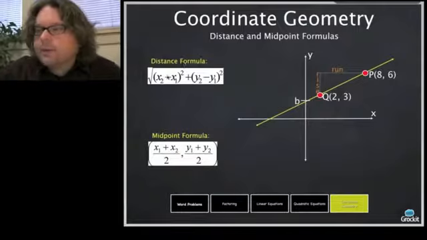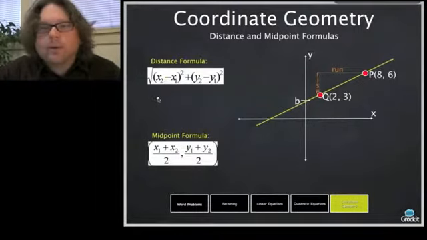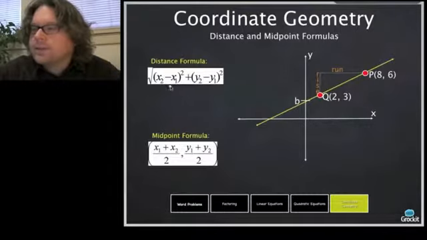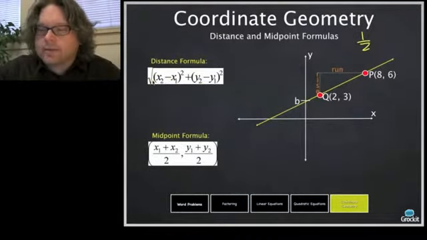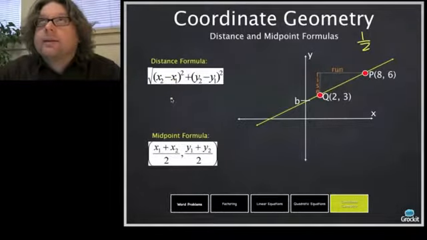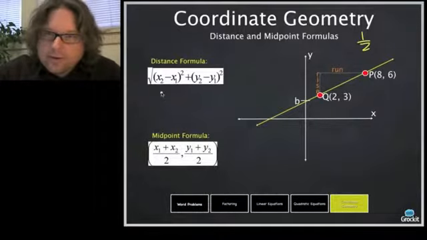A couple other formulas that you might need to know. This one can be reverse engineered or re-derived if you need to. The distance formula is the distance between 2 points. These are actually the points that we had before. We know that their slope already is 1/2 because we had these same two. But it's basically the square root of the sum of the squares of the differences of the x values and the y values.